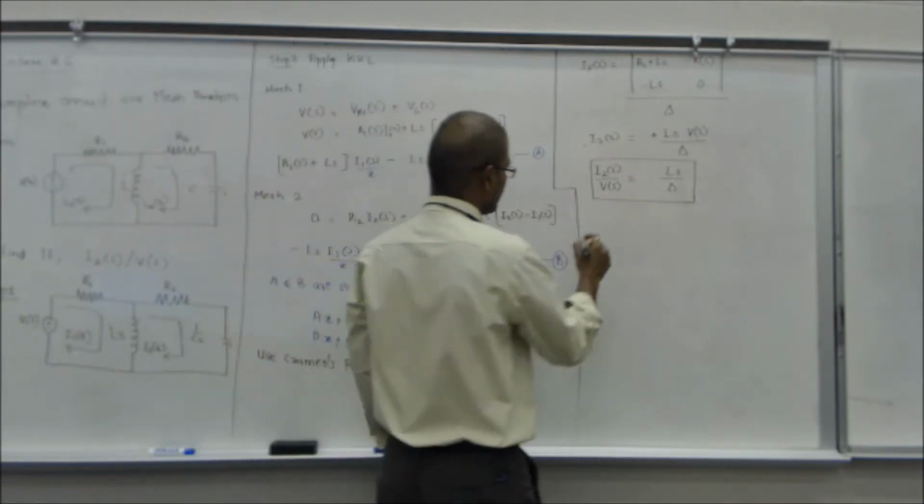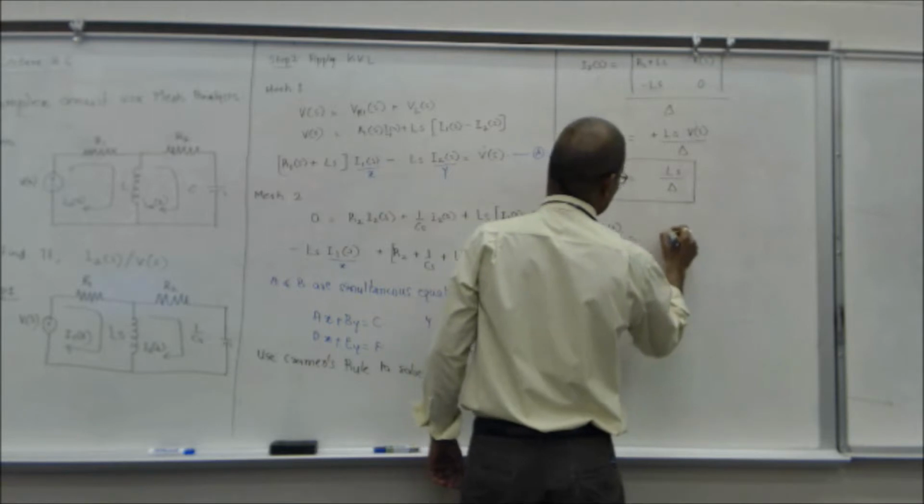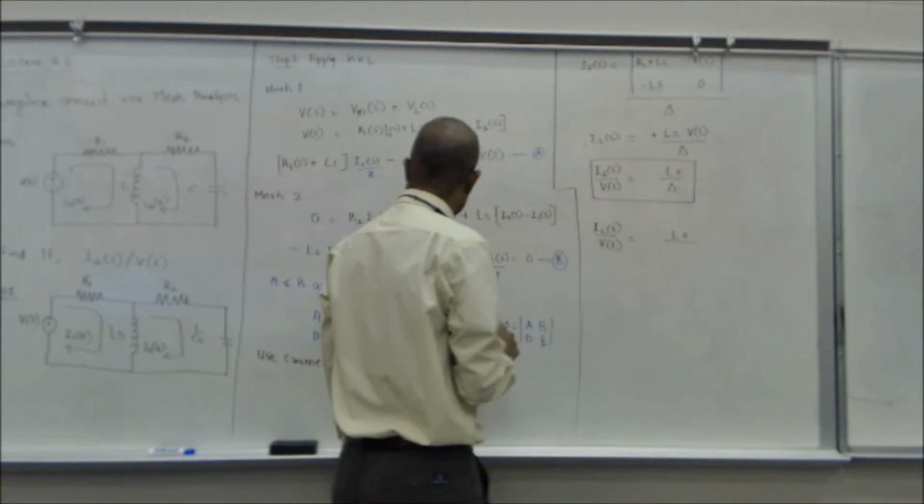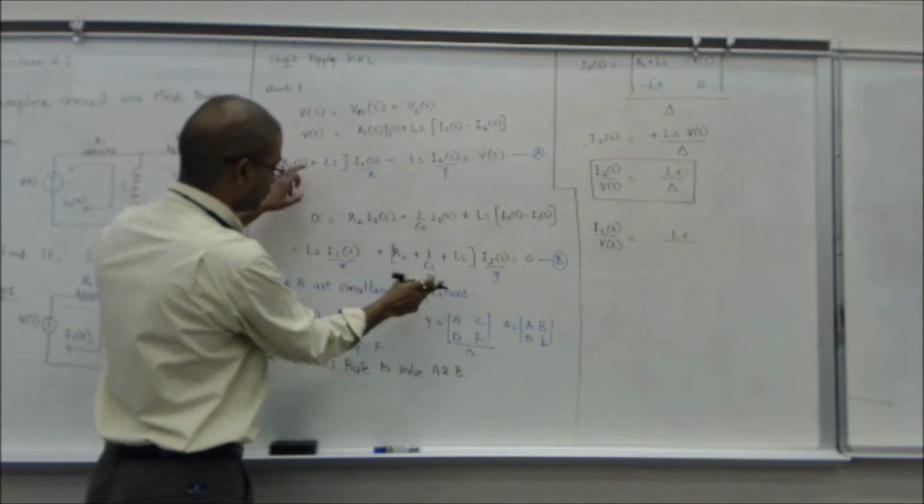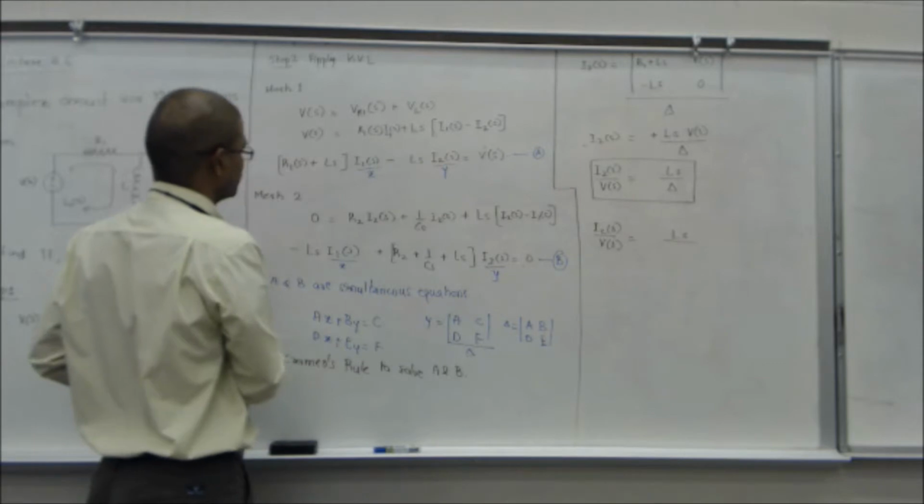So your delta will be, if you want to solve it further, I2 of S over B of S will be M E S over... what would delta be? Delta would be this minus this, right?